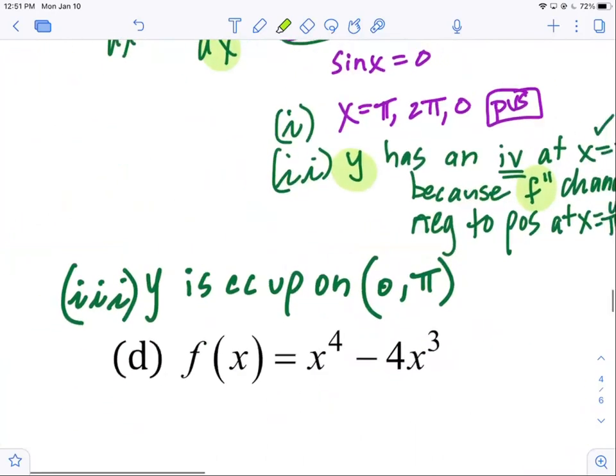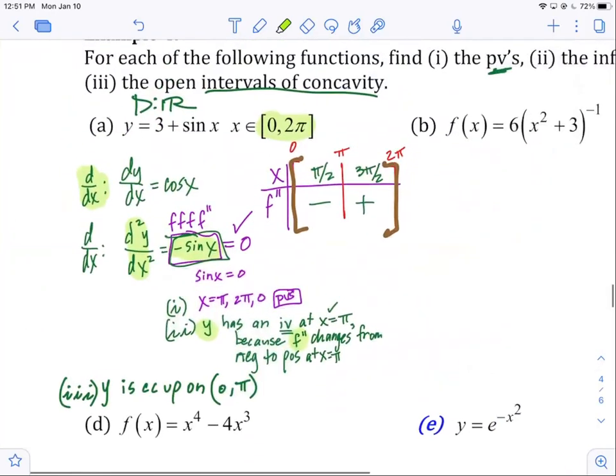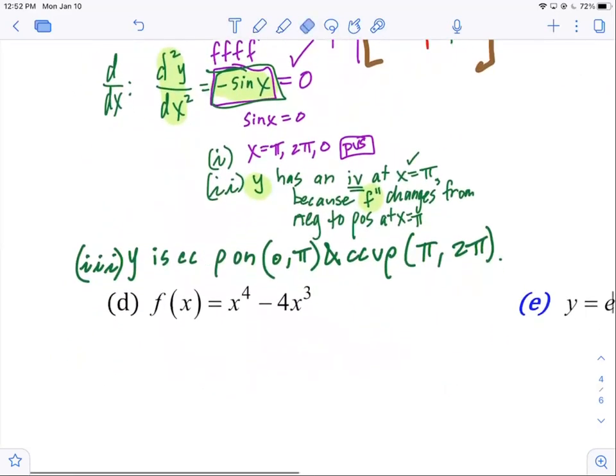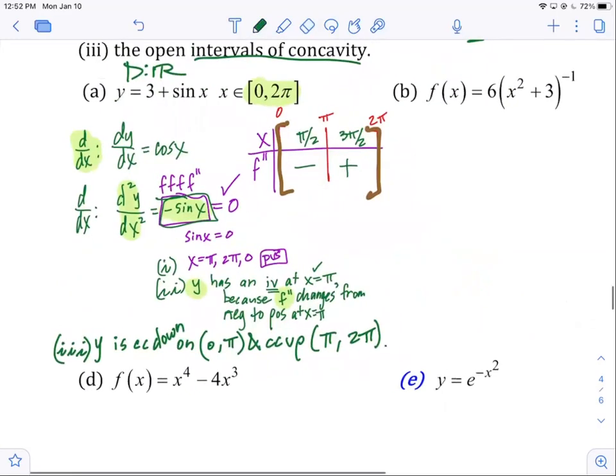Y is concave up on the interval from 0 to pi, since Y double prime is negative on this interval, and concave up like a cup on the interval from pi to 2 pi. And then, if you had to justify, since y double prime. Oh, yeah, I put up. No, nope, that's me. That's all me.